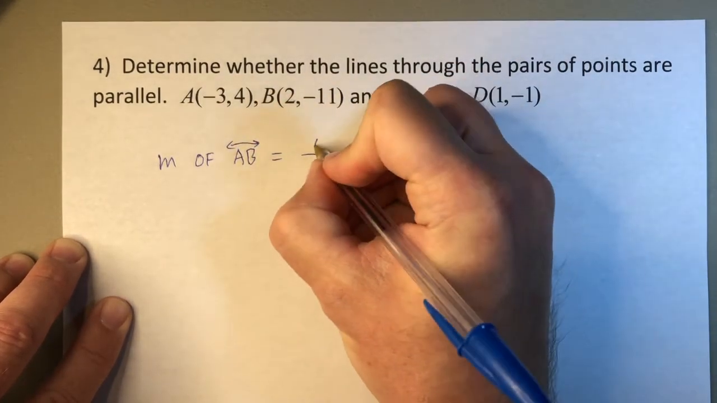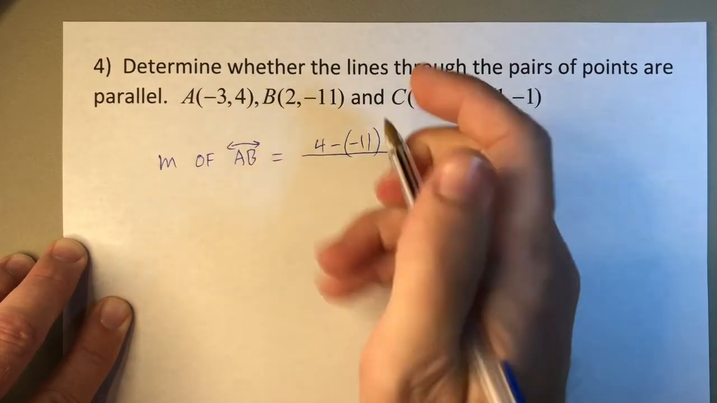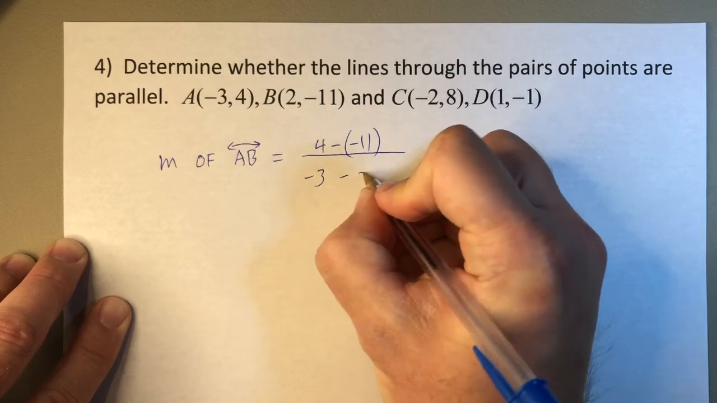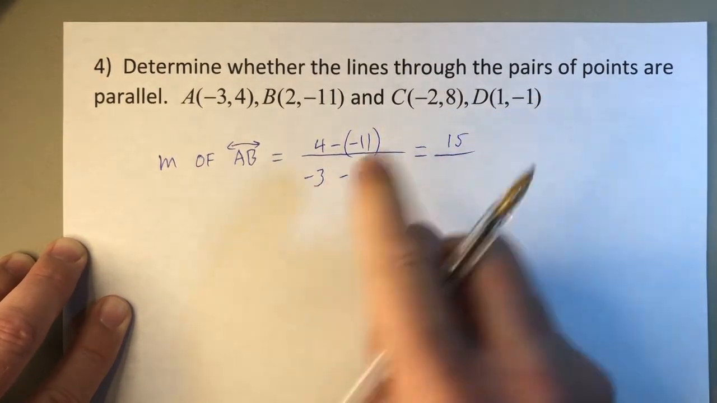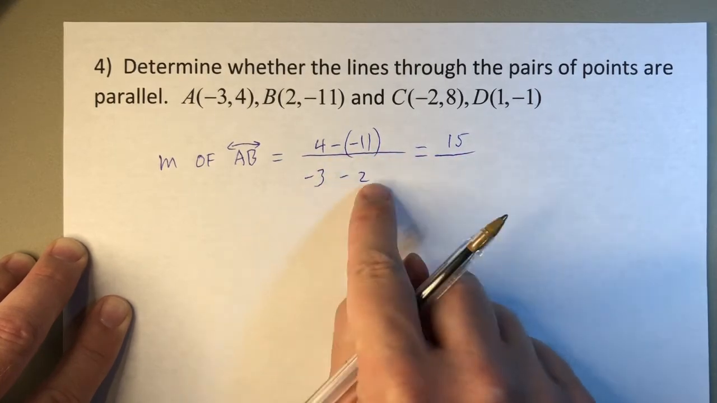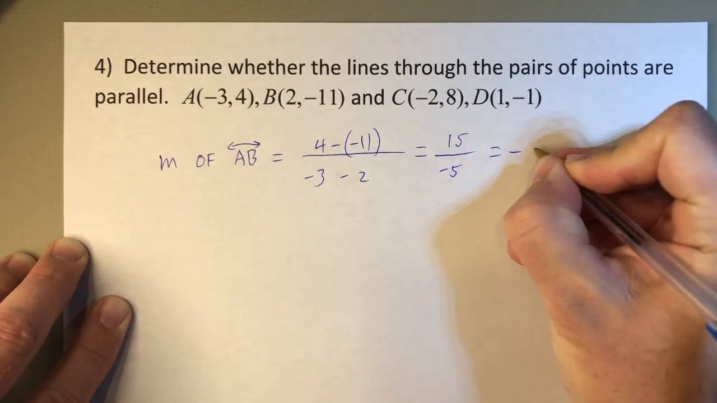The difference of the y's over what? The difference of the x's, which would be this. And so we get what here? We get 15, because a negative times a negative is a positive. 4 plus 11 is 15. In the denominator, negative 3 minus 2 is negative 5, so we get a negative 3.